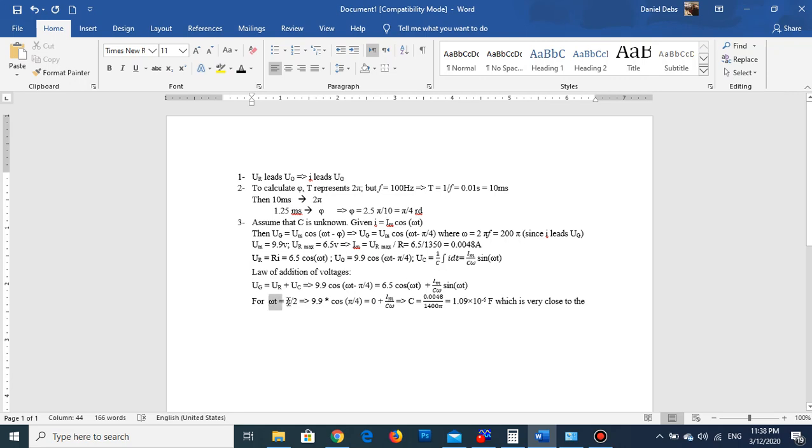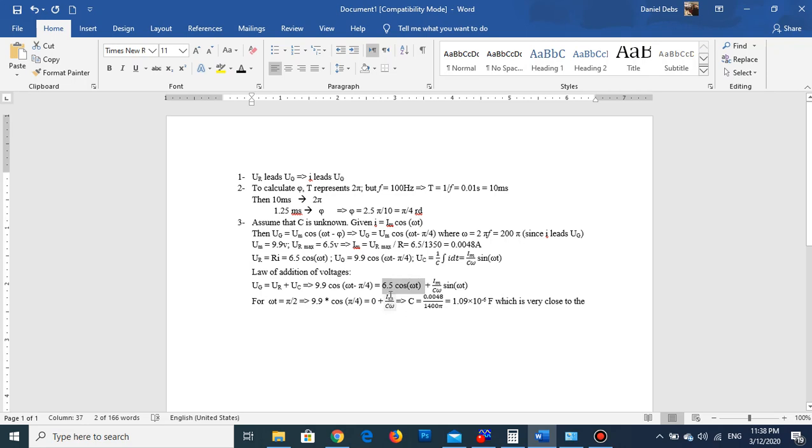Let me use omega t to be pi by 2. Why? Because in this case, I can get rid of this term because cosine pi by 2 becomes 0. So I get two terms only. By replacing omega t by pi by 2, I have 9.9 cosine of pi by 2 minus pi by 4, which is pi by 4, equals 0 plus Im over C omega times sine pi by 2, which is 1, so I have Im over C omega.